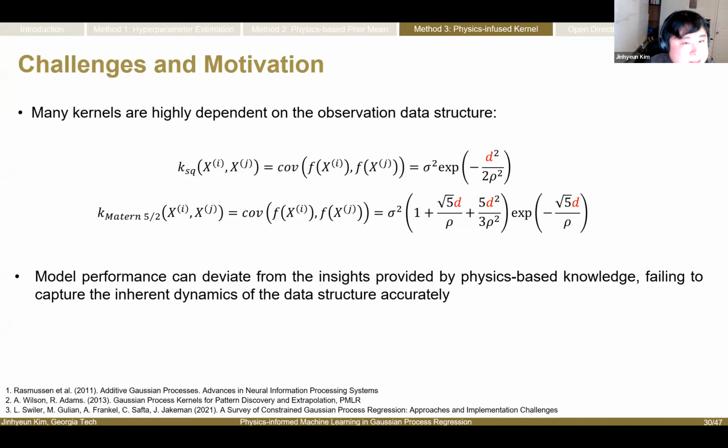Also, many kernels are highly dependent on the observation data structure. Here, the red D is the distance between the 2 different input locations. Many kernels are built upon the assumption that if the two input locations are far from each other, the correlation becomes less. This is a very reasonable assumption. However, for sparse data scenarios, this may lead to deviation from the insights provided by physics-based knowledge, failing to capture the inherent dynamics of the data structure accurately.